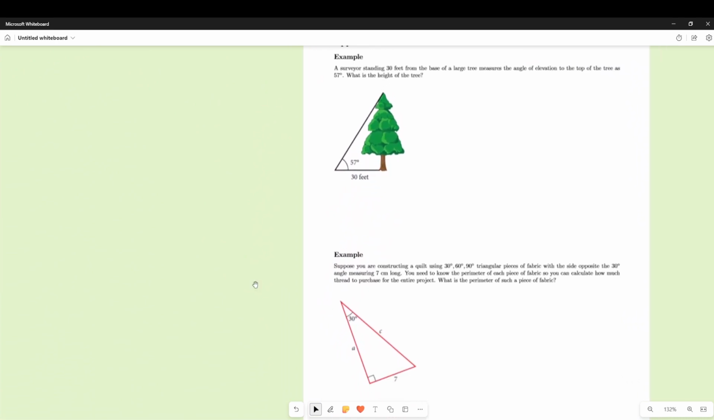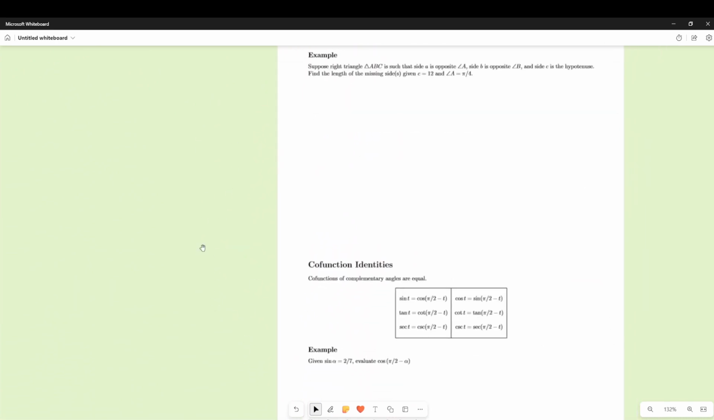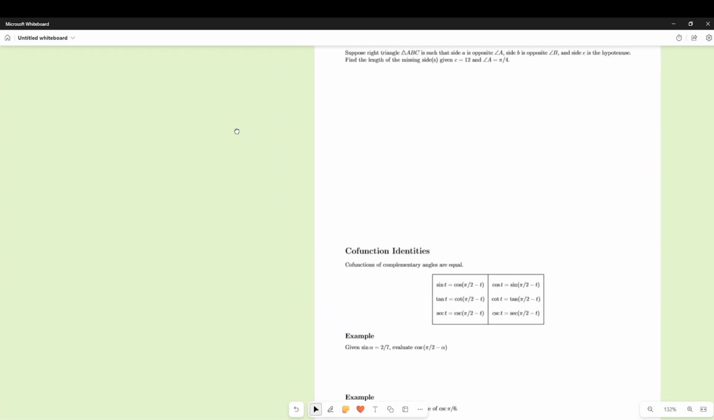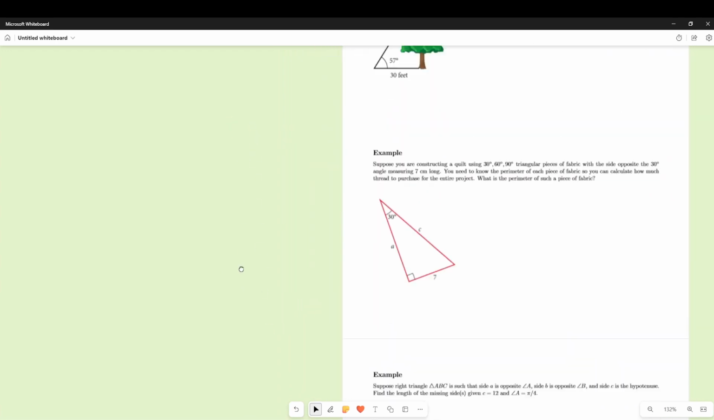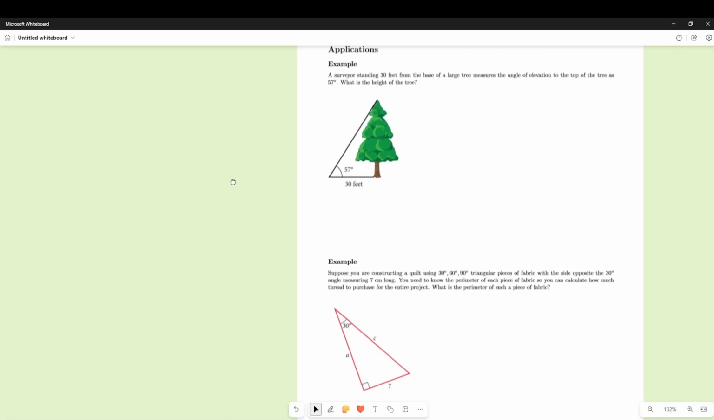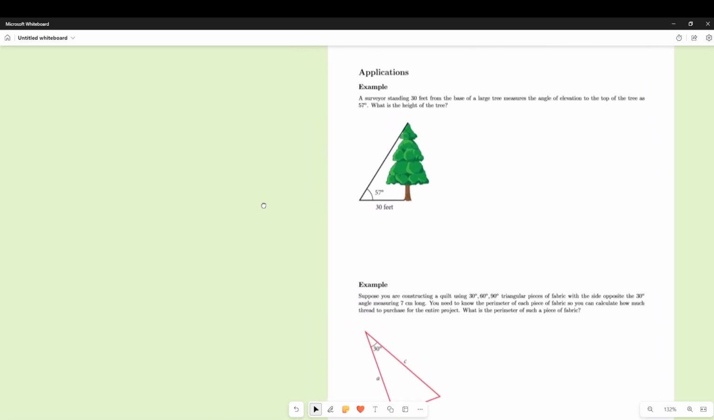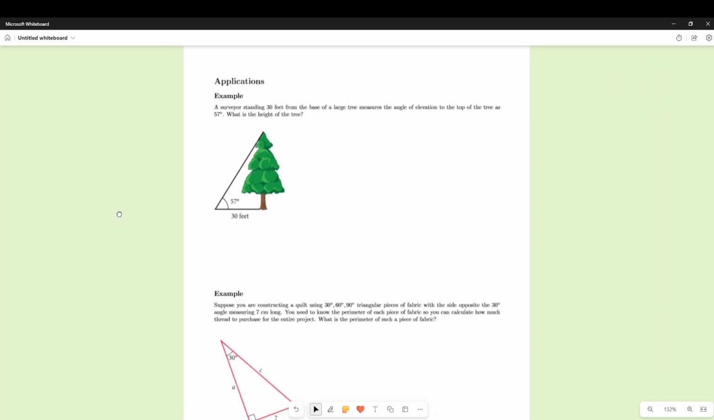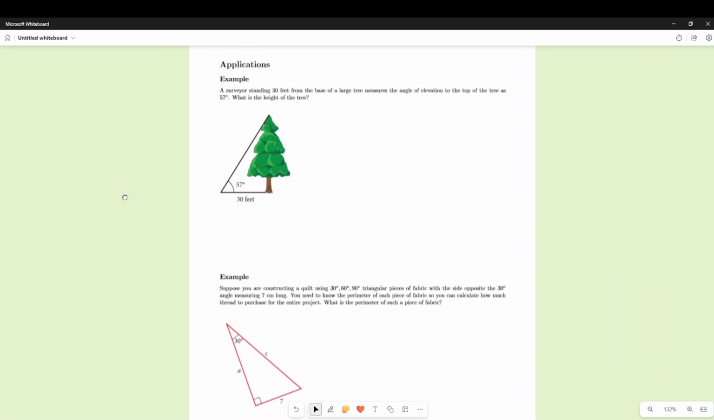Ooh, running out of time here. How many more of these do I have? Ooh, I got a lot. Ooh, cofunctions. Okay, we'll meld the rest of this with the part 2 video. I want to do at least one of these examples to finish us up, but then we'll do the cofunction thing on the other video.